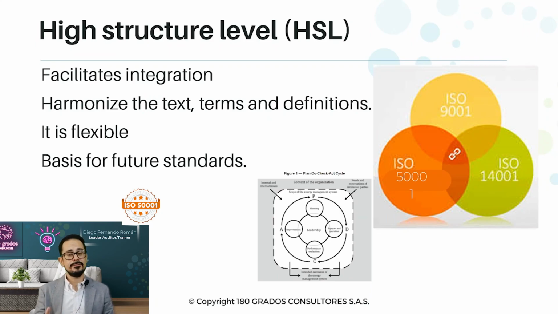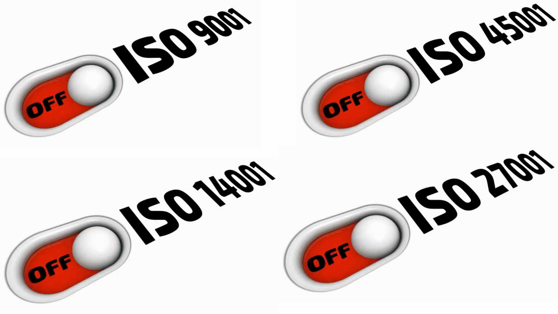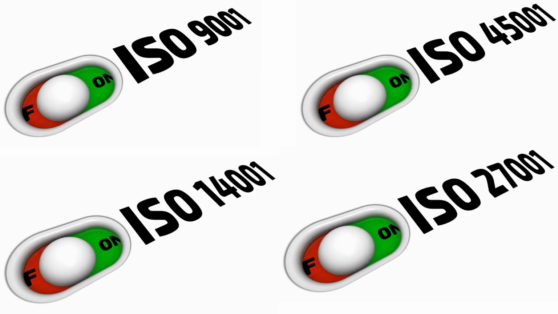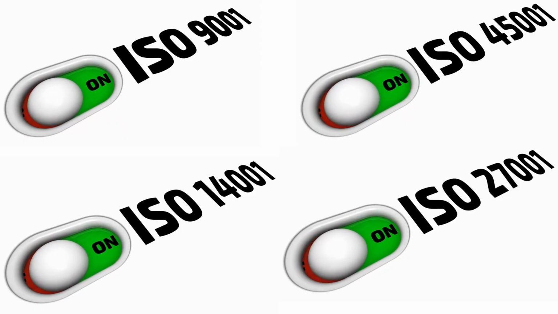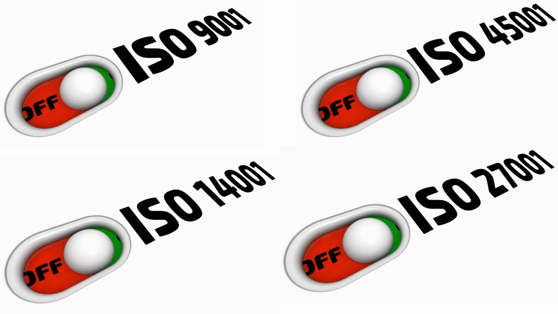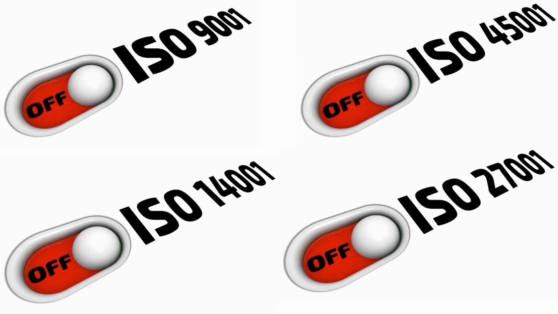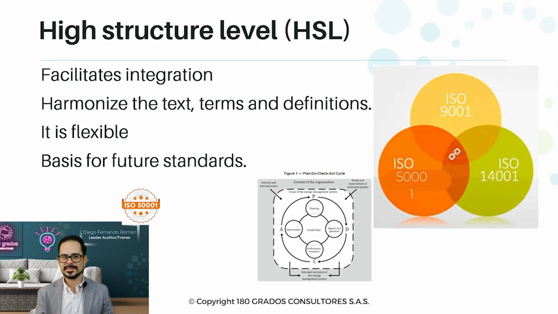This means that if your organization is already using one ISO standard, adopting ISO 50001 or any other ISO standard becomes much simpler. For example, the union of ISO 9001 and ISO 50001 is very easy because they have almost the same requirement titles like context, risk management, audit, stakeholders, and so on.